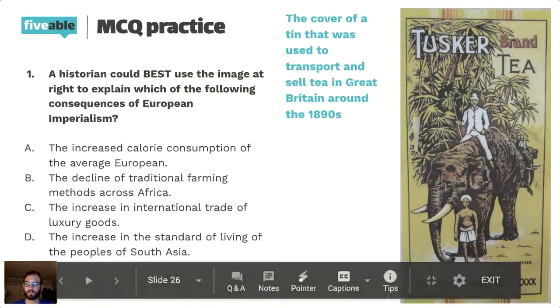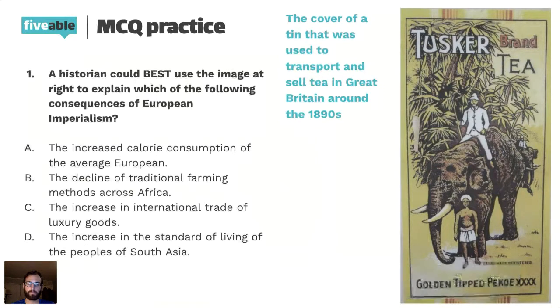So let's see. What does D say, or what does D mean? D would mean that people in South Asia had a better life. And that can be seen, South Asia being India, Pakistan, Bangladesh, because of what we could infer based on this tea tin. Let's see, we got C, C, D, C, C, C. Yes, and so the answer is indeed C. So the increase in the international trade of luxury goods.